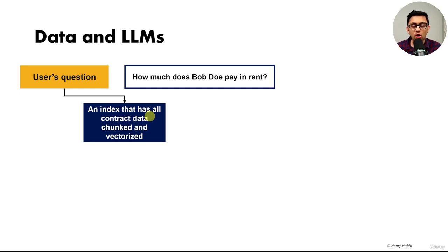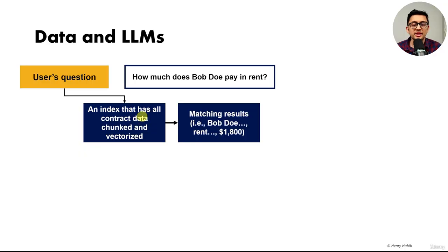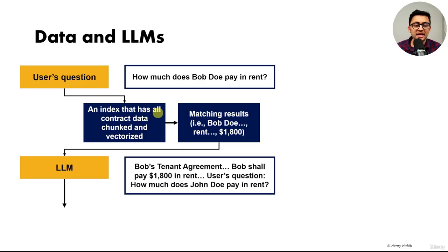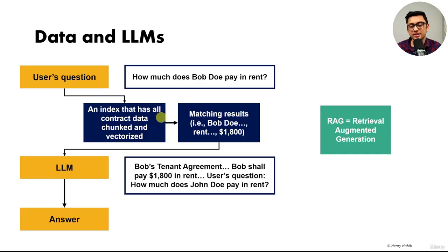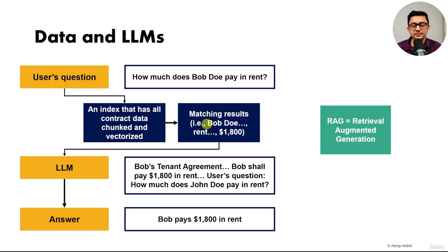We have an index that has all the contract data chunked and vectorized. We then find the matching results to the user's question. In this case, we find Bob Doe's contract, and then we pass that to the LLM, and then we get our answer.